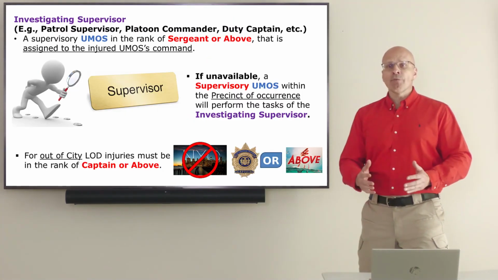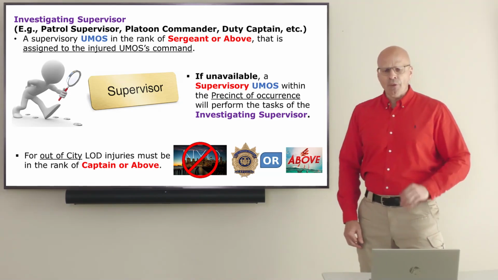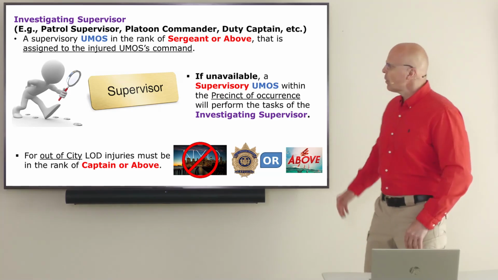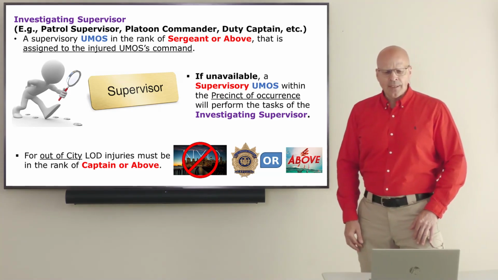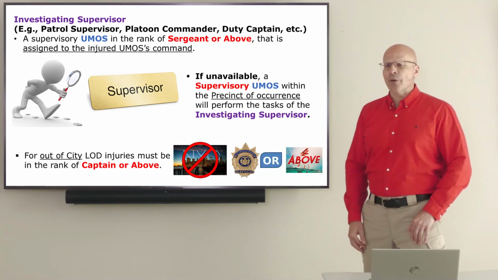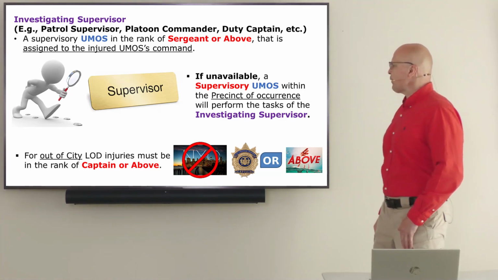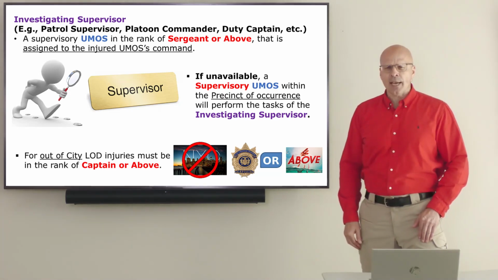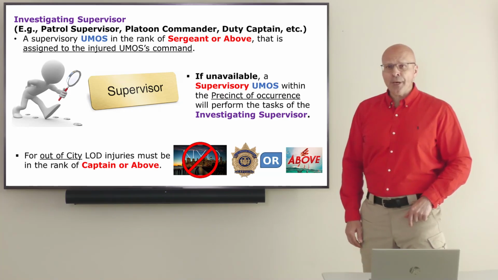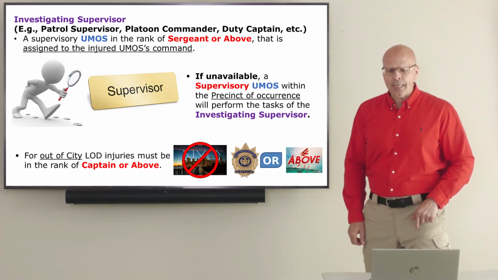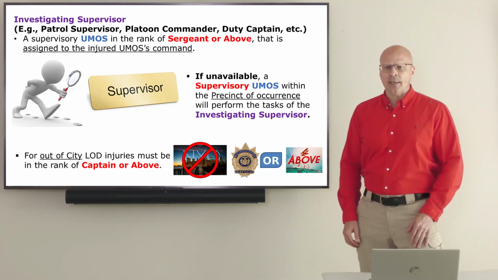And now we're going to go over the duties of the investigating supervisor. But before I do that, I'm going to go over the definition of the investigating supervisor again. A supervisory uniformed member of service in the rank of sergeant or above that is assigned to the injured uniformed member of service's command. And if unavailable, a supervisory uniformed member of service within the precinct of occurrence will perform the tasks of the investigating supervisor. Let's go over the three examples. I'm an 81st precinct cop and I get injured in the 81st precinct. It's going to be a sergeant above from the 81st precinct who will be the investigating supervisor.